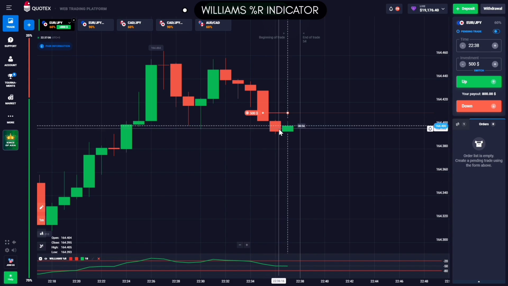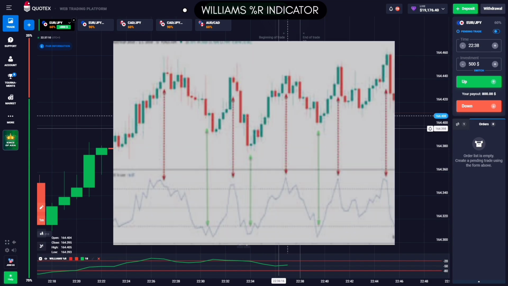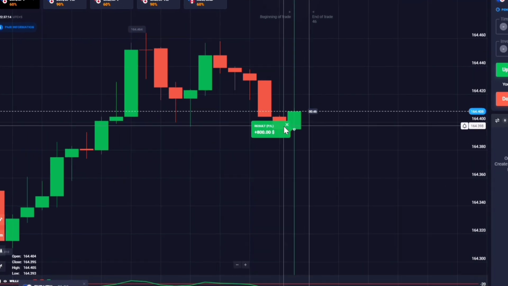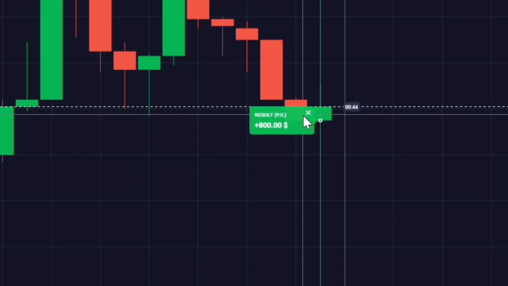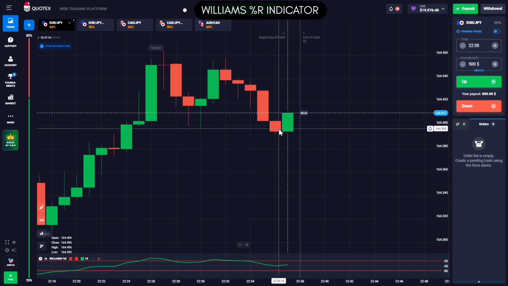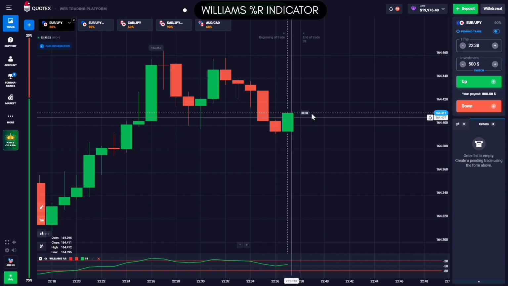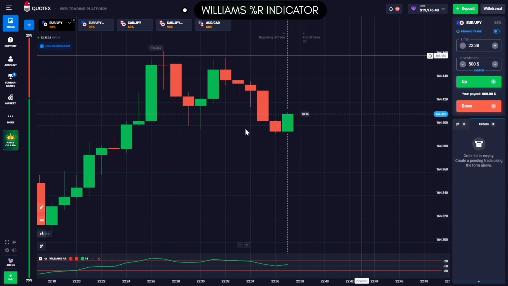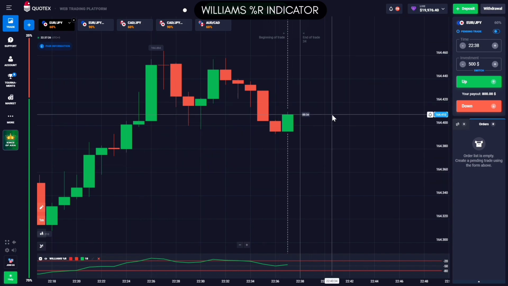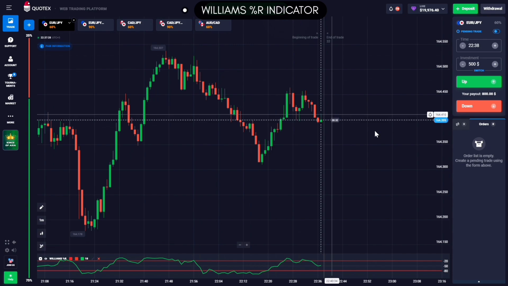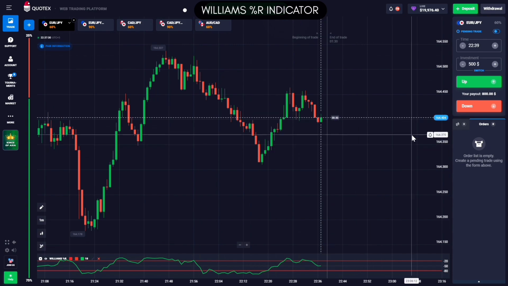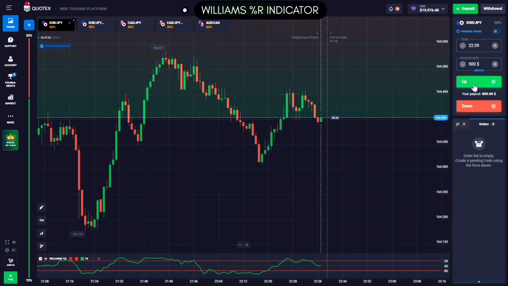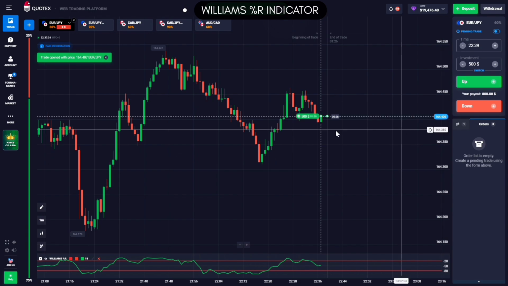Divergence-based strategy. Buy when the Williams %R indicator forms a bullish divergence, and sell when it forms a bearish divergence. The Williams %R indicator is a powerful tool for traders, helping you identify overbought and oversold conditions, spot potential divergences, and make informed trading decisions. Remember to always combine the Williams %R indicator with other technical and fundamental analysis tools to maximize your trading success.